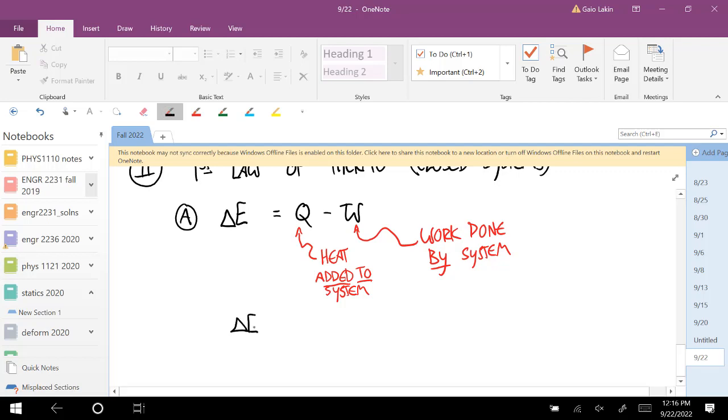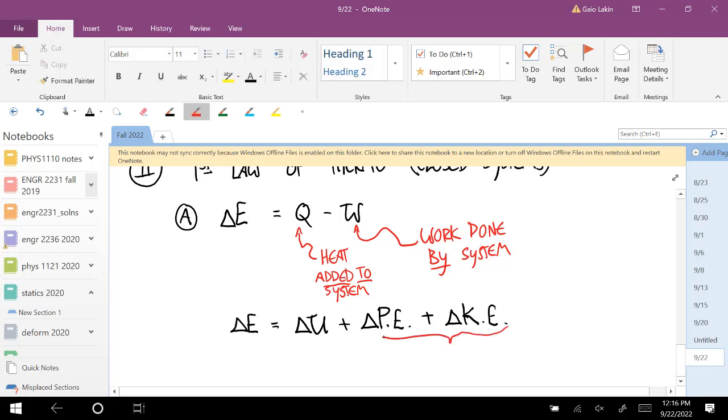And delta E is the change in internal energy plus the change in potential energy plus the change in kinetic energy. And these two are not always, but are often ignored.